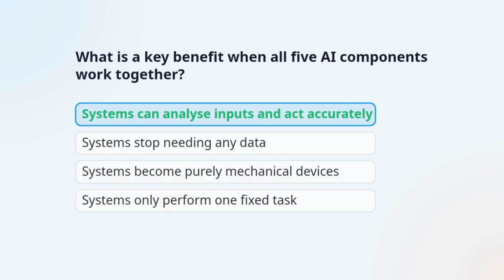The correct answer is systems can analyze inputs and act accurately. Together, the 5 components allow AI systems to process information, make decisions, and carry out actions in complex situations.